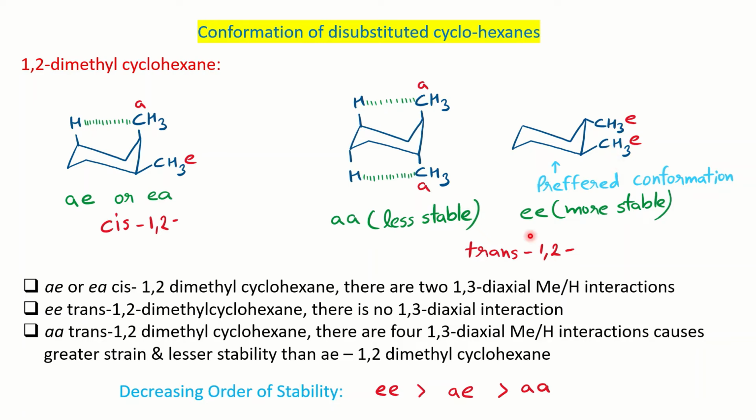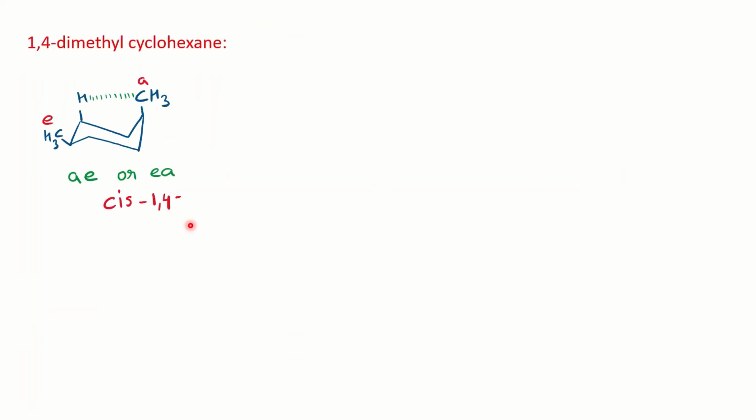So whenever they ask you to draw a trans 1,2-dimethyl cyclohexane, this is the preferred conformation where the two positions are equatorial. Similarly, you can find 1,4-dimethyl cyclohexane. The two methyls are in the 1,4 position to each other. One methyl is axial, another is equatorial.